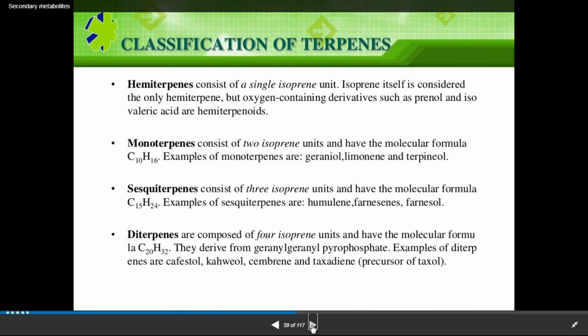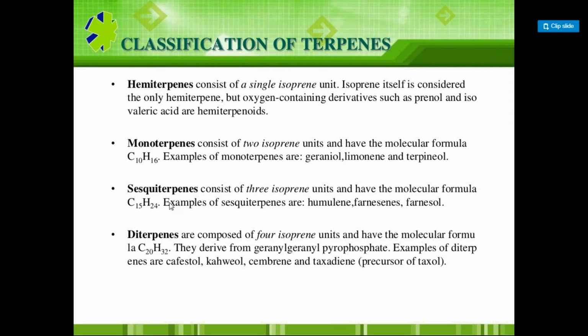Yes, ma'am. So this slide talks about the various terpenes we have discussed. Hemiterpenes means it has a single isoprene unit. Isoprene means hemiterpene. Next is monoterpene. It has 2 isoprene units with molecular formula C10H16. Now everything except the examples should be registered in your mind. What are the examples of monoterpenes? Geraniol, limonene, and terpineol.